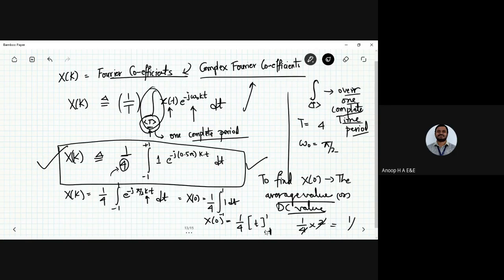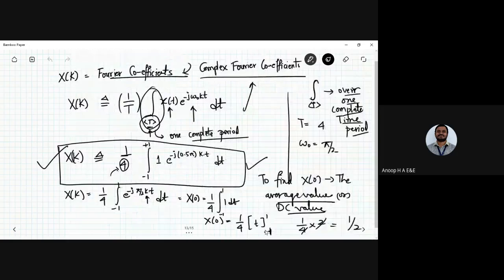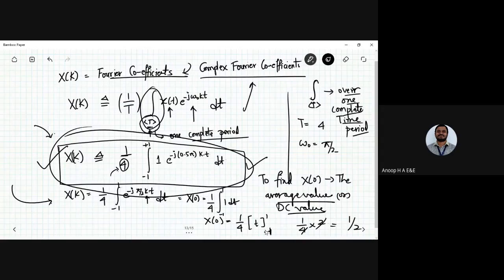What is its average value? That is equal to 1 by 2. To find out the average value, I'm taking it over one complete time period in order to evaluate the average value. How are we going to evaluate the DC value? Not from the final equation that we get, but from the Fourier coefficients that we have set up. The mathematical way that I'm going to express it, that way I'm going to write it here.